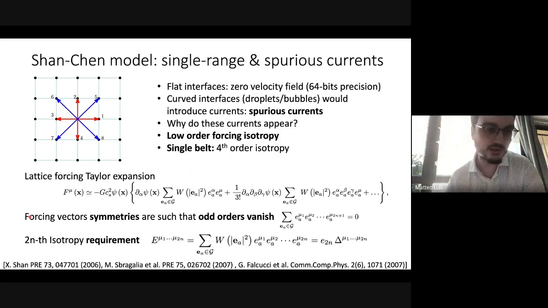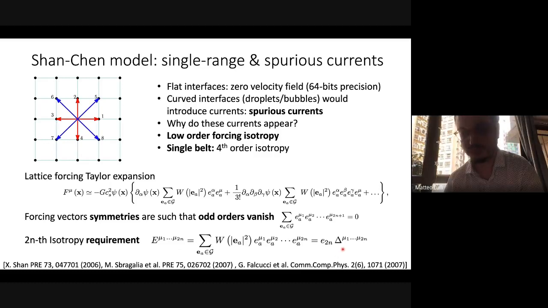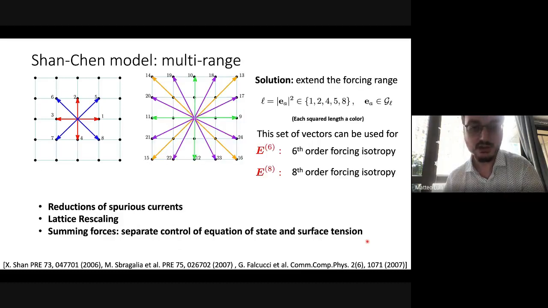How to tell this? One basically does a Taylor expansion of the forcing. And as you can see, there is this tensorial structure in the sum that is pretty relevant. First of all, no odd order can survive because of the symmetry of the forcing vectors. And the isotropy, as we will see later, is typically achieved by imposing that these tensors are only proportional to the fully isotropic tensor of rank 2n in this case.